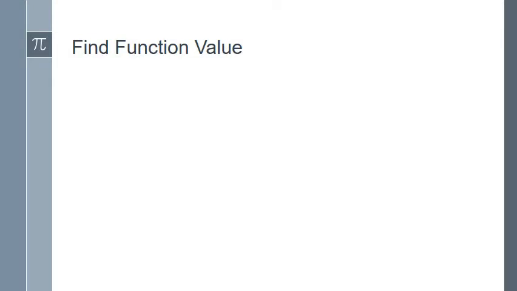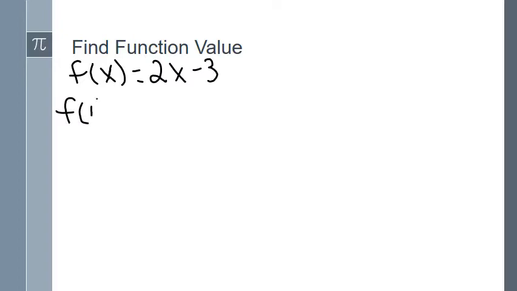Okay, so let's look at finding some function values. I'm on page 50 in our book. This is example 4, and I'm looking at the guided practice. We're given a function equation, f of x equals 2x minus 3. And then we're asked, what is f of 1? So when x is equal to 1, what is f of x, or y, going to equal?